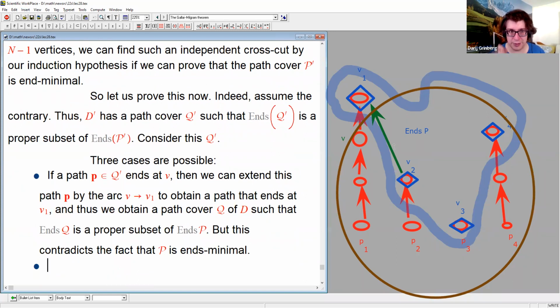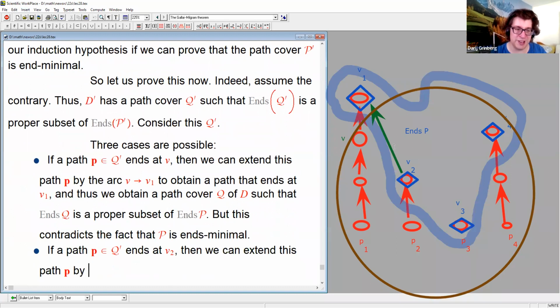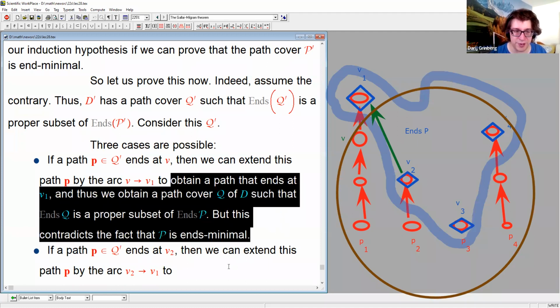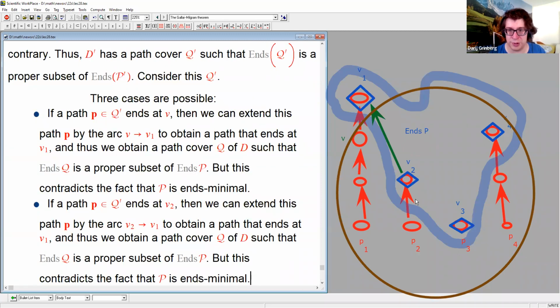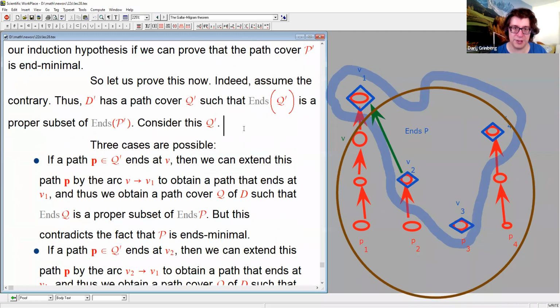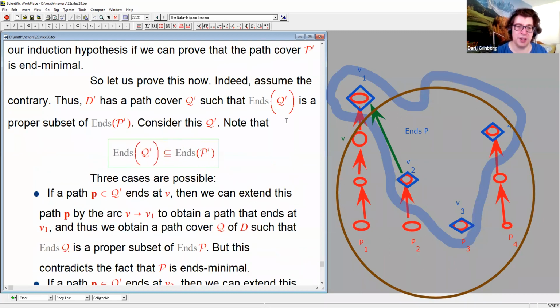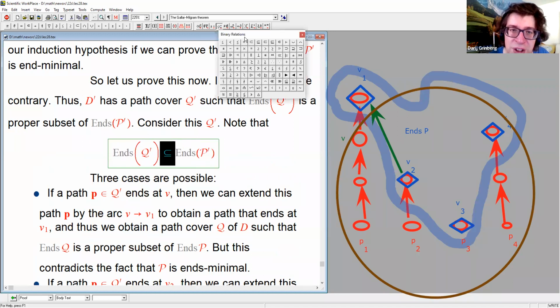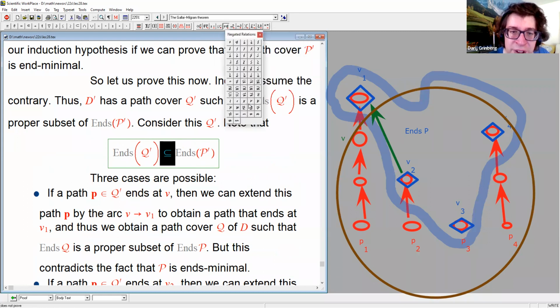Okay, what next? If a path P in Q prime ends at V2, then we can extend this path P again by the arc V2 to V1, the green arc on the picture. So again, we obtain a path that ends at V1, and thus we obtain a path cover, and so on. I should have said that ends Q prime is a proper subset of ends P prime, and I should use a symbol for proper subset, which I always forget where to find here.